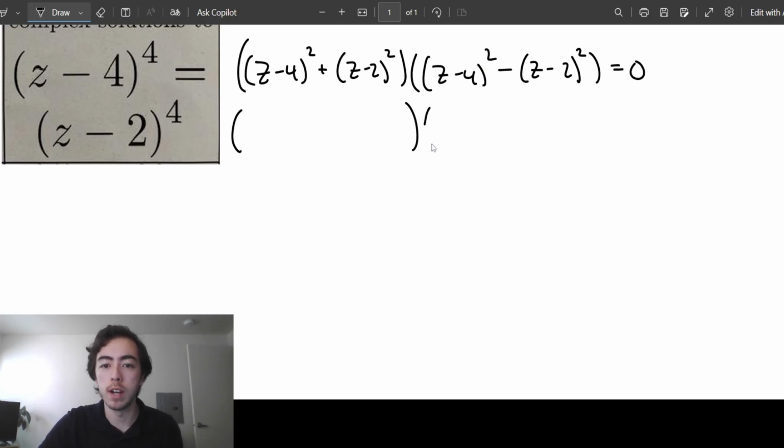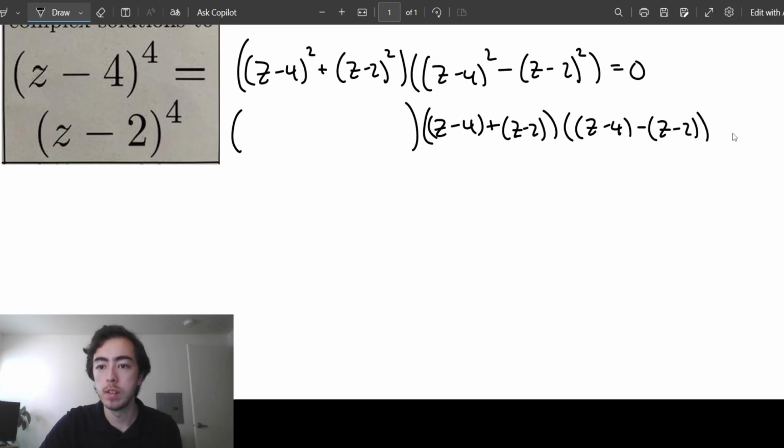But at least over here, I can factor this as a plus b, and then times a minus b. Cool. And then over here, there is no factoring strategy for the sum of squares. So I think on this one, I could expand it out just to get it in some kind of standard form. This will end up being a quadratic because we just have something squared and then adding it together.